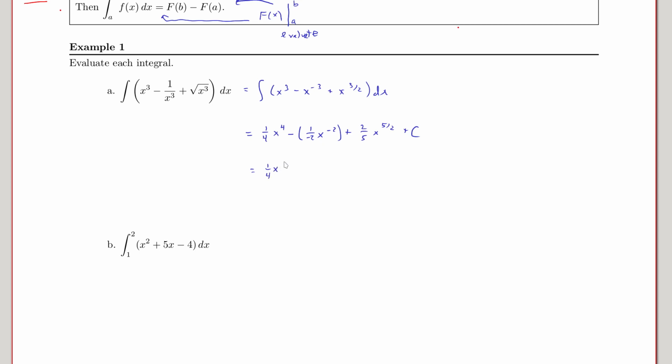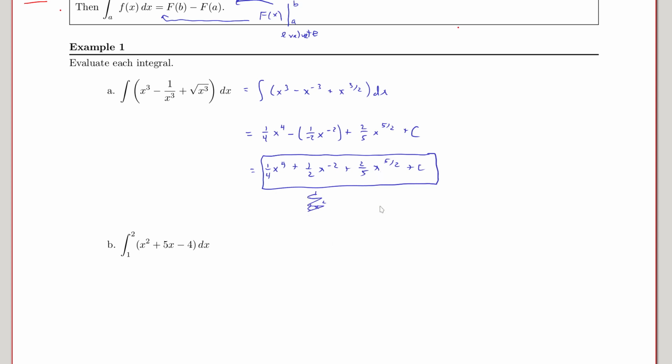So this is 1/4 x to the 4th plus 1/2 x to the negative 2 plus 2/5 x to the 5/2 plus c. And you can leave it like this. There's no reason to go back to the root notation or to bring this back down to the bottom. Of course, you could write this term as 1 over 2x squared, but I think that's just an extra step for cosmetic purposes. So I don't think you need to do that.